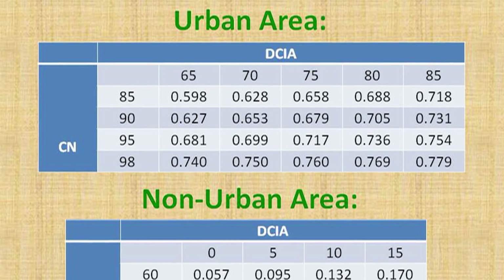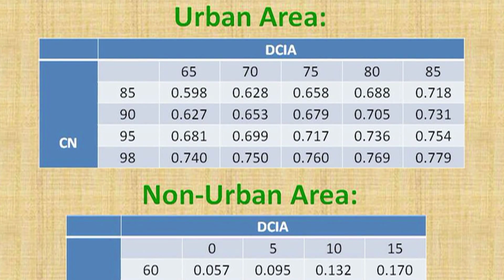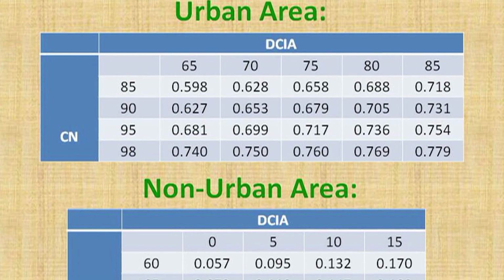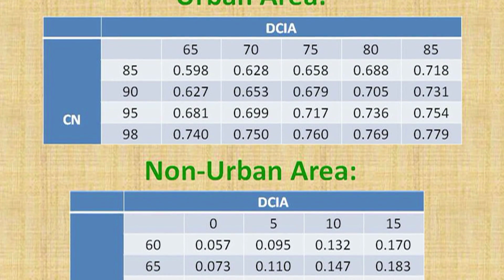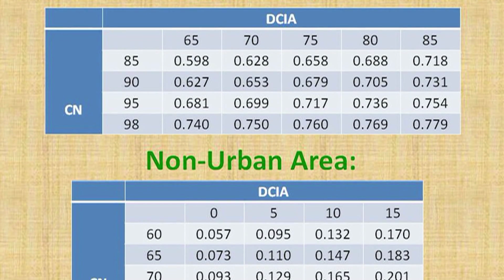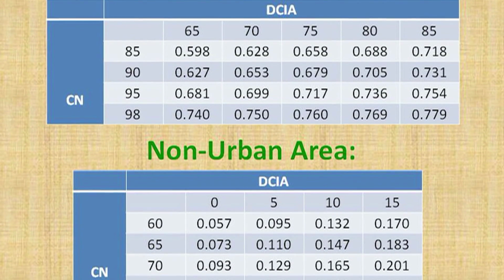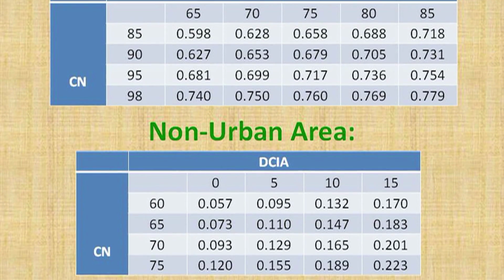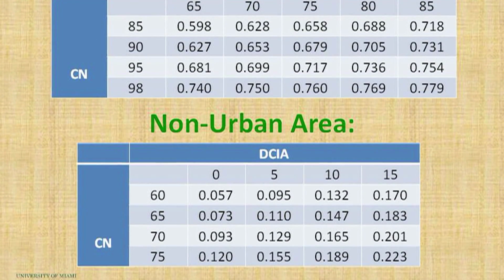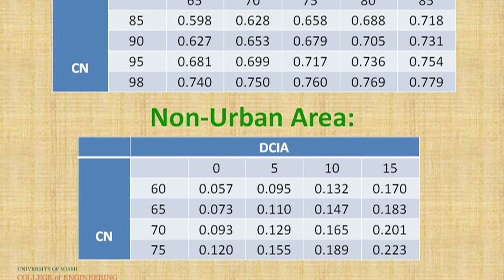These are the tables that were developed in a study that used the meteorological characteristics of South Florida to determine runoff coefficient as a function of curve number and directly connected impervious area. And while we did not know an exact value for curve number or DCIA, we came up with what we thought were the most reasonable values, as shown here, and used them to determine runoff coefficient.